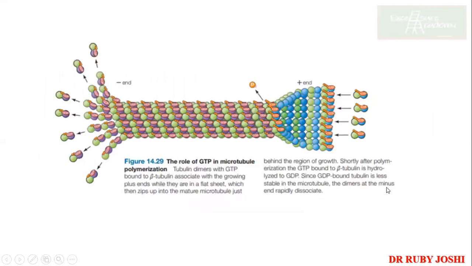Okay, yeah. So look at over here. The role of GTP in microtubule polymerization. So at the plus end, GTP bound tubulin is being taken and they keep on adding, right? And the moment the hydrolysis is happening, what is happening? The depolymerization will start. Okay, clear? So please remember here, the GTP which is bound to the beta tubulin is getting hydrolyzed.